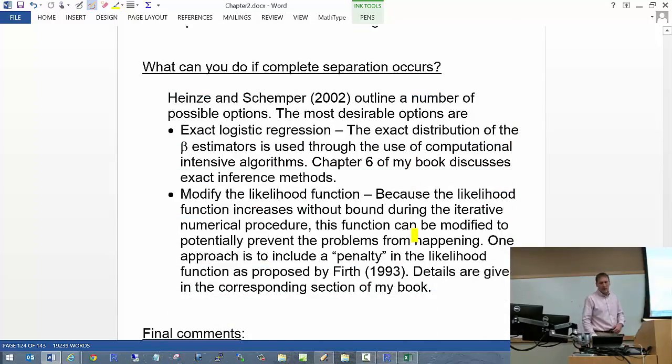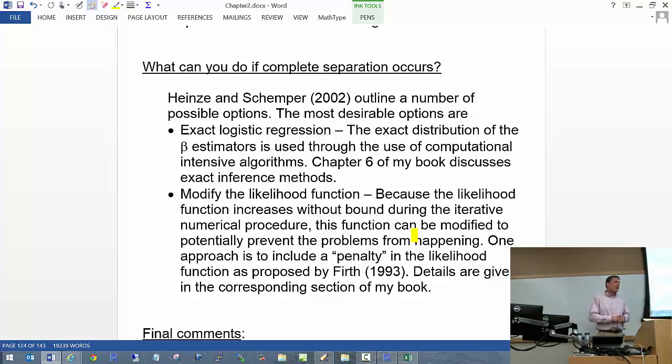So what should you do if complete separation does occur? Call me? Well, no. Here are two possible options. And there's a nice little paper that talks about them, that was written about 13 years ago. One is to use what's called exact logistic regression.